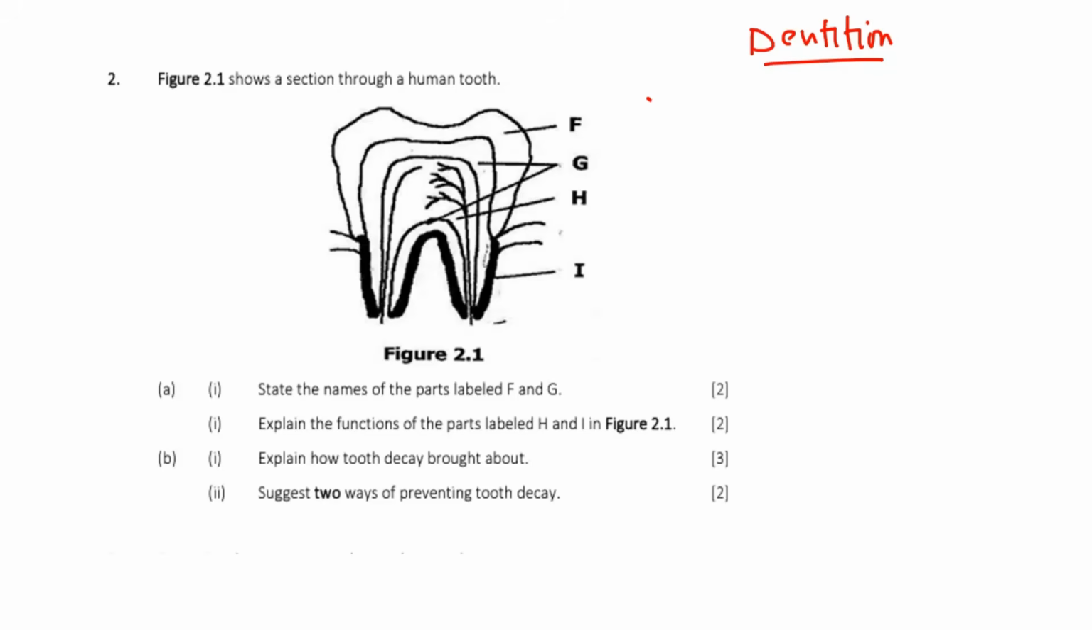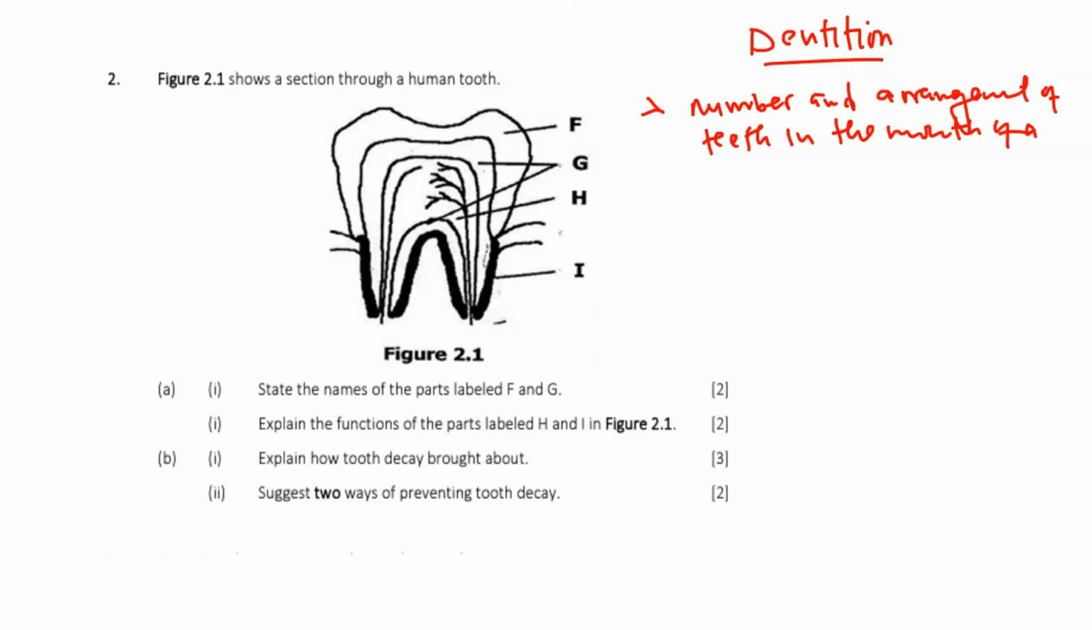So the first thing, you need to know how to define dentition. So what is dentition? It's just the number and of course arrangement of teeth in the mouth of an animal. That is what we call dentition.